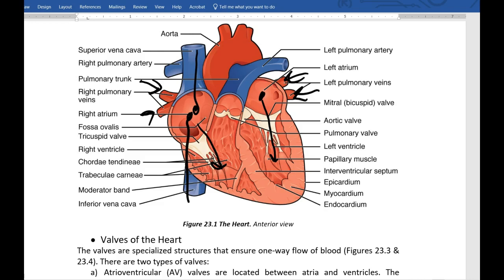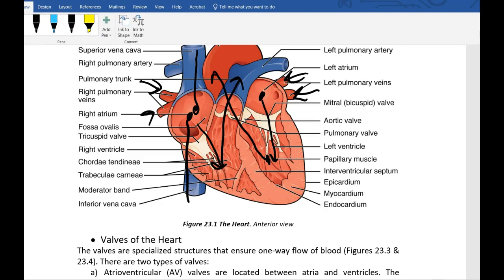Then both of your ventricles are going to contract and push the blood. You want your blood to go from this ventricle up into the pulmonary trunk there, and from this ventricle up into the aorta there.